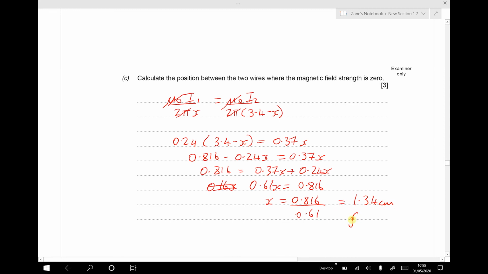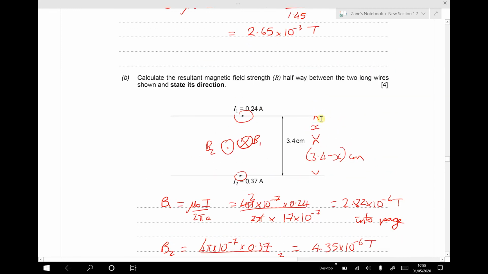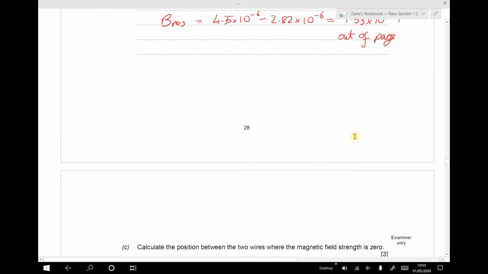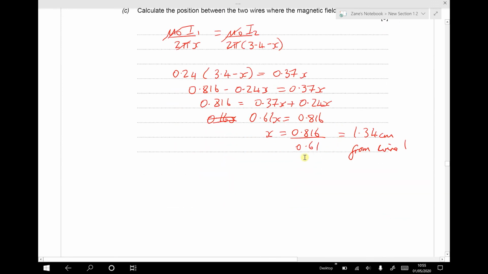And just for clarity, I'm going to put from wire 1, just to make it clear. I've already labelled it on the diagram up here, so it should be obvious that that's the distance. But always do make sure that you make it clear which wire that distance is from.